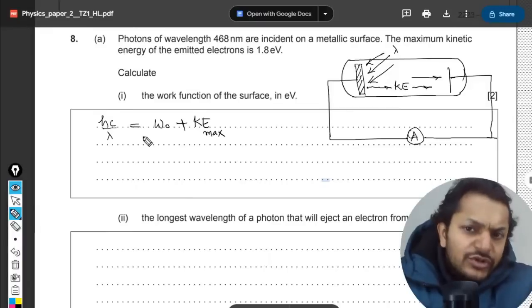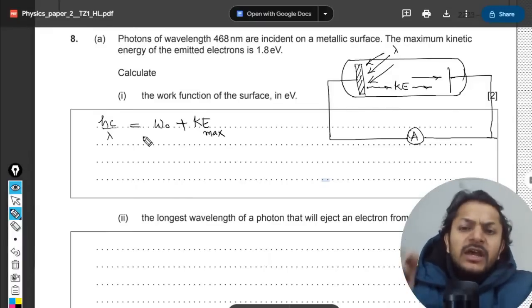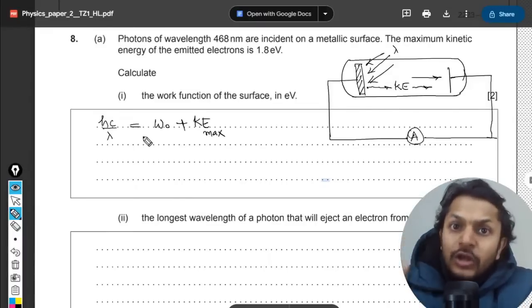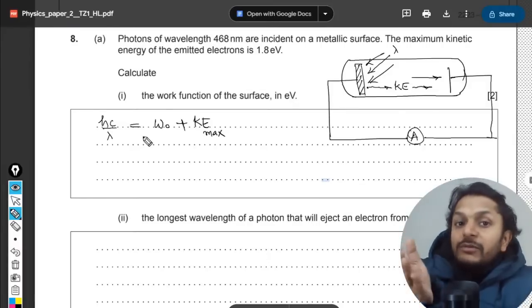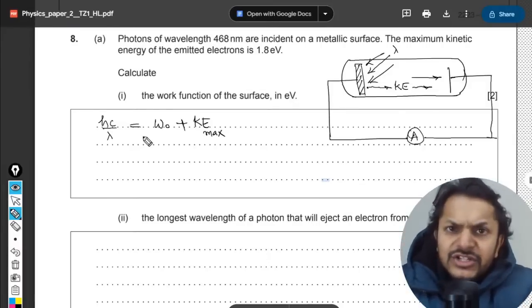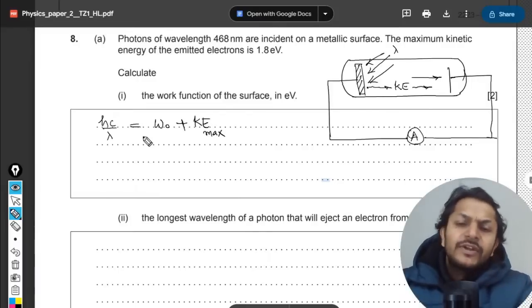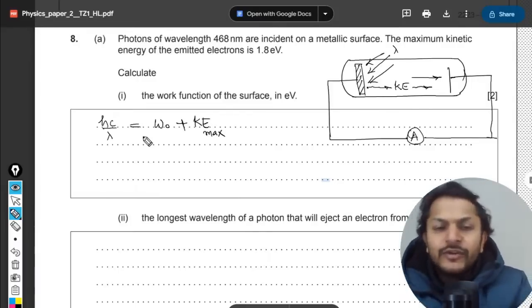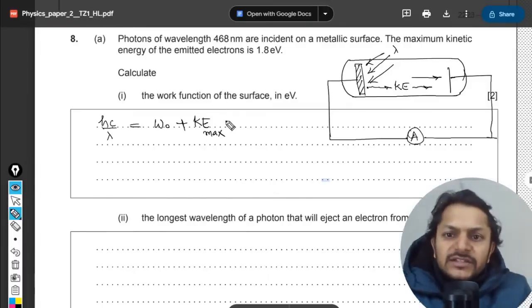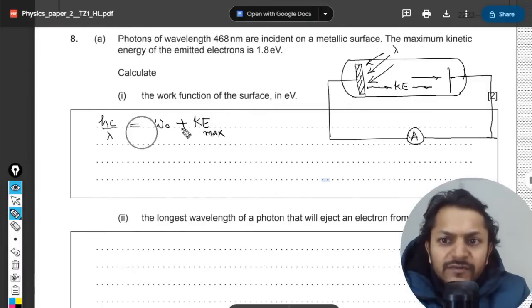There was this question also, I think, in paper one sometime, and the question was, do all the photoelectrons which are coming out of the metal surface have the same kinetic energy? So clearly the answer is no, they do not. Some electrons are moving at a faster speed and some electrons are moving slowly. Okay, so this is the equation that we are going to use now.